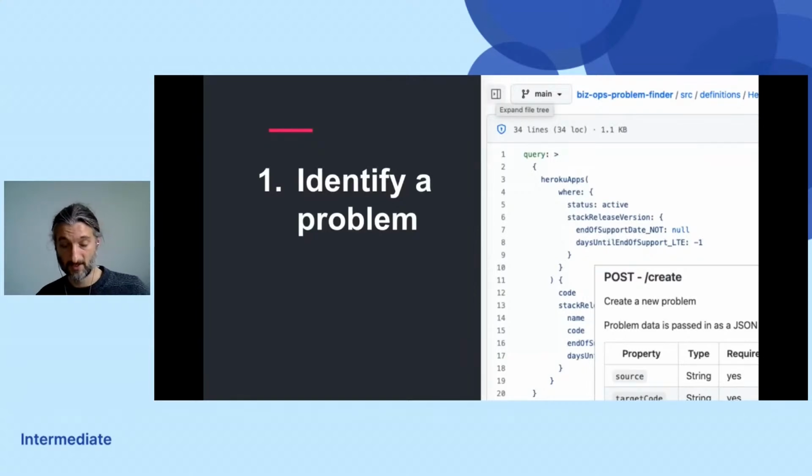You can either use our post API or create things manually, just say there's a problem with this thing. But what we're encouraging people to do is to leverage the data we actually have in the graph. So you can see here, there's a query which looks for Heroku apps whose stack is beyond its end of support life. What that returns is a list of Heroku apps which need to be upgraded. So you can send that list of Heroku apps into the API.